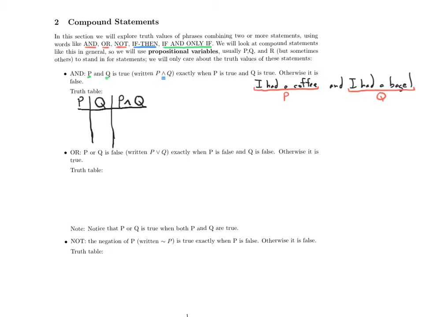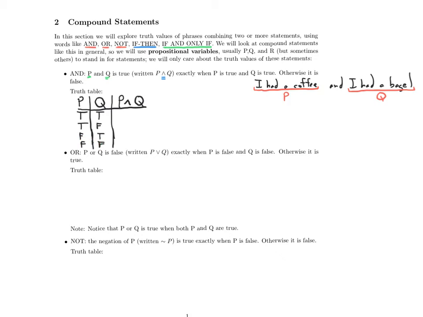So, what are our possibilities? Well, maybe I did have a coffee. If I did have a coffee, well, there's two options for me having a bagel. Either I had a bagel or I didn't have a bagel. And similarly, if I didn't have coffee, either I had a bagel or I didn't have a bagel. So there are all the possible truth values that can go with these two statements. Either both P and Q are true, P is true and Q is false, P is false and Q is true, or they're both false.